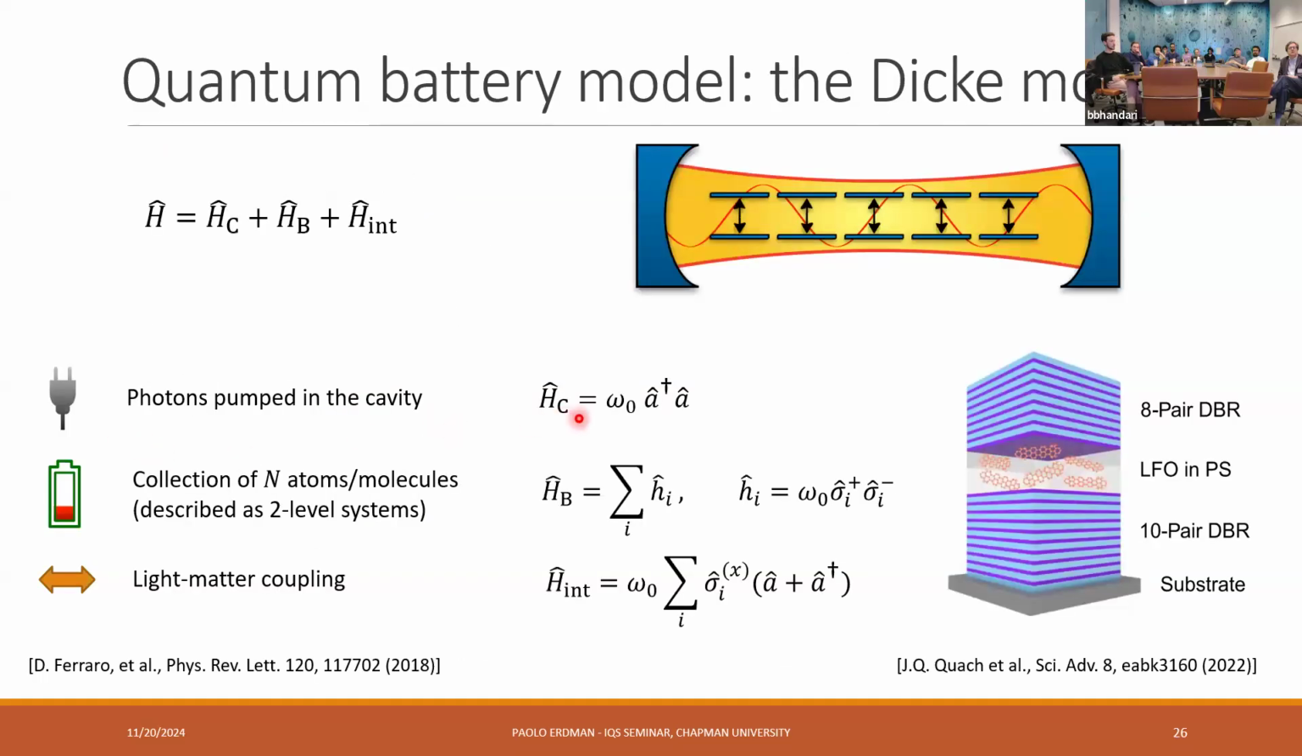This is the model. So the charger part is just a harmonic oscillator mathematically. This would correspond to the cavity mode that is resonant or that is closest to the frequency of the two-level systems. The battery is just a sum of, if you want, sigma z or two-level systems that do not interact with each other.